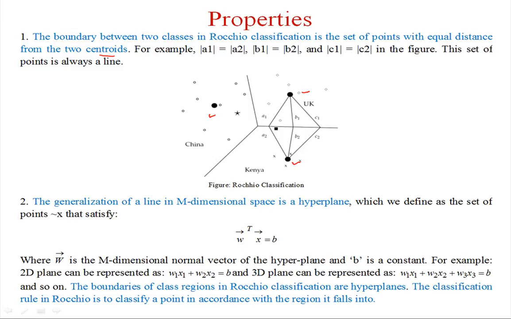The generalization to m-dimensional space: we can generalize to m-dimensional space through this equation, w to the power T x is equal to b. For example, for a two-dimensional plane we can write the equation as w1 x1 plus w2 x2 is equal to b. For a three-dimensional plane we can write w1 x1 plus w2 x2 plus w3 x3 is equal to b, and so on. The boundaries of class regions in Rocchio classification are hyperplanes. The classification rule in Rocchio is to classify the points according to the region they fall into.